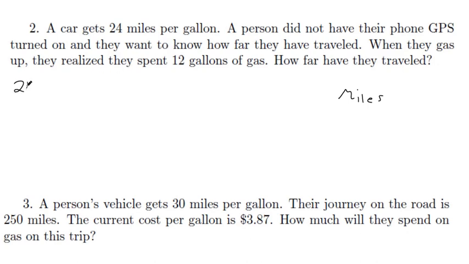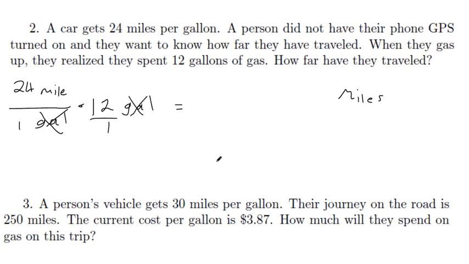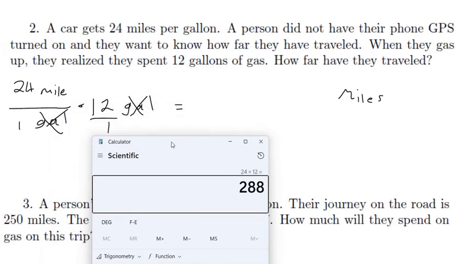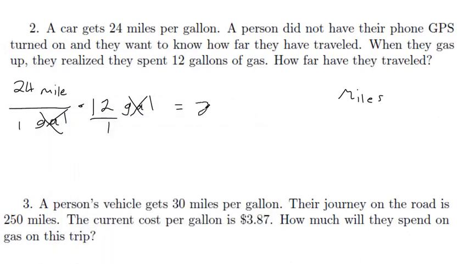So in this problem, we'd want to use this representation because miles is up top. That's the one we're looking for. 24 miles for 1 gallon. And then we're going to make the gallons units cross cancel. That way we just have miles. So I'm going to multiply this by 12 gallons. Cross cancels, so you can turn that into a fraction and multiply straight across the top. So 24 times 12, that's 288, and 1 times 1 is just 1, so you might as well just say it's 288 miles is how far they traveled.